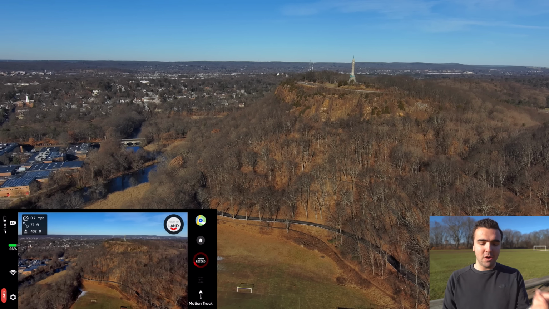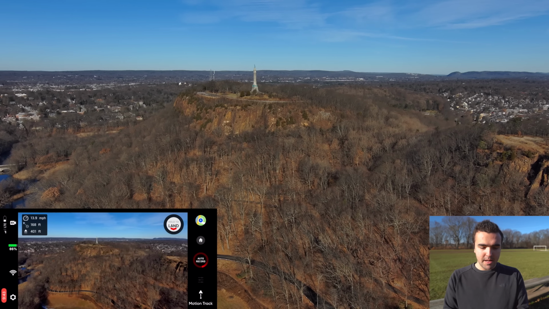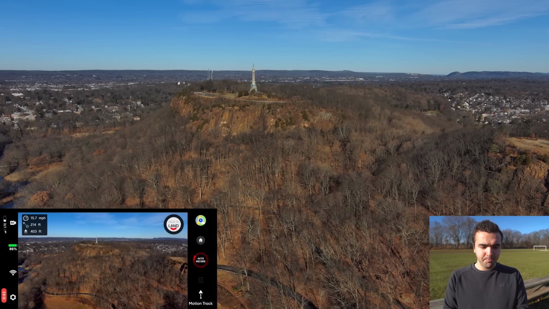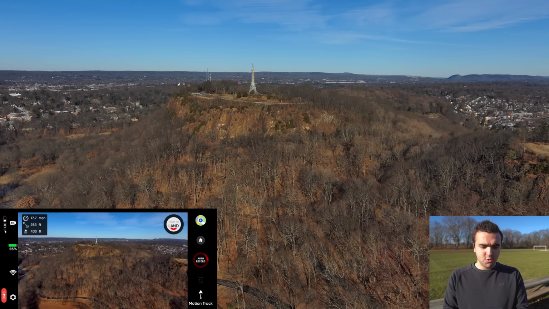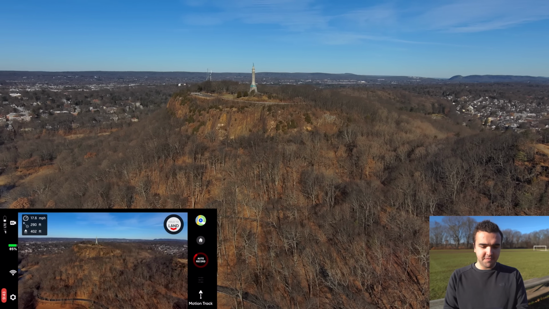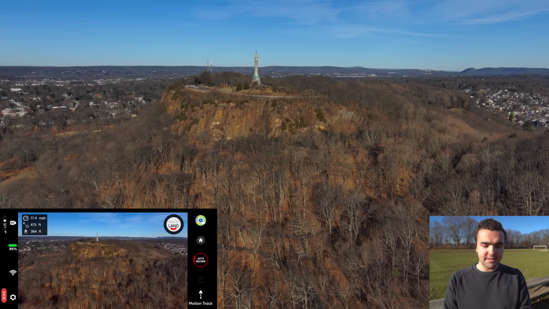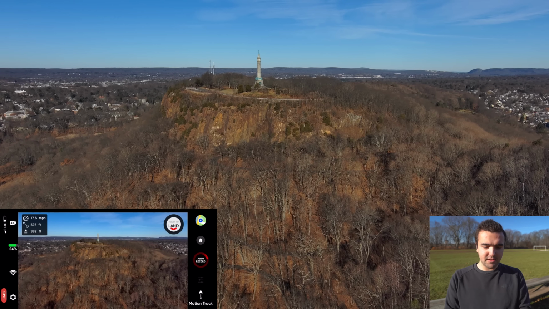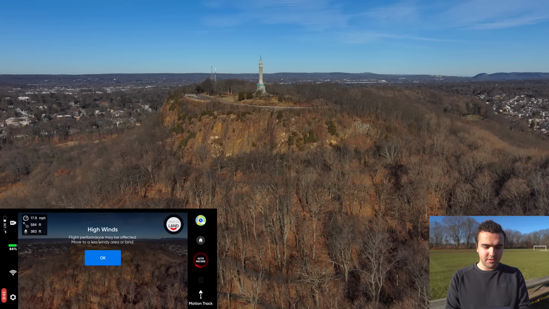So let's take this drone out over towards the statue. This is the Soldiers and Sailors Monument here in New Haven, Connecticut. Right now we're at 400 feet and about 250 feet away. I don't have my remote controller pointed directly at the drone. I want to make sure that I'm continuing to talk to you guys here, but it seems like the video feed is coming back very good.